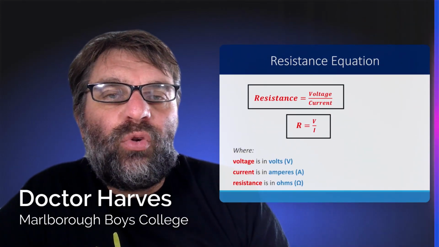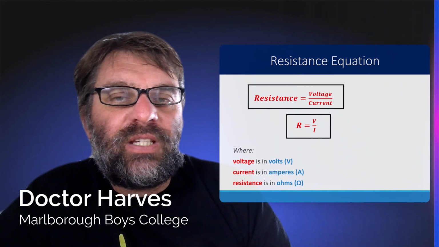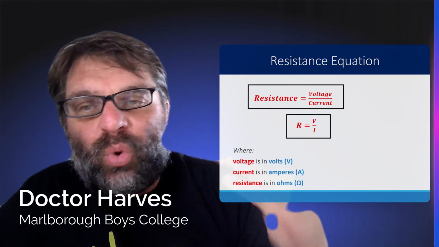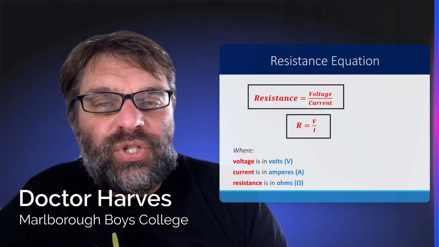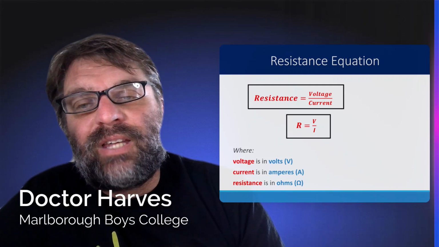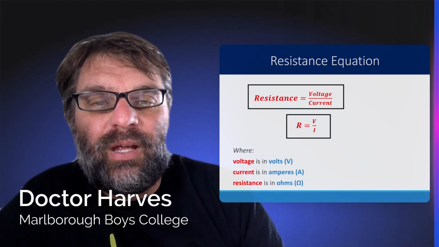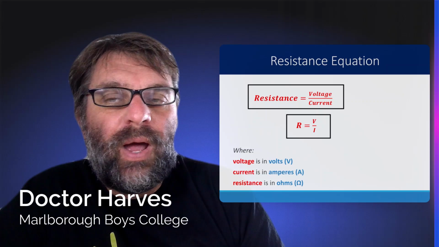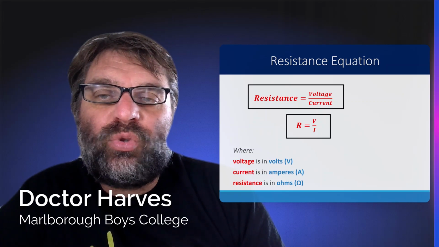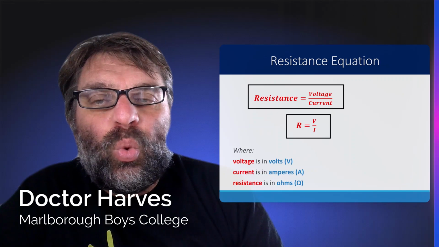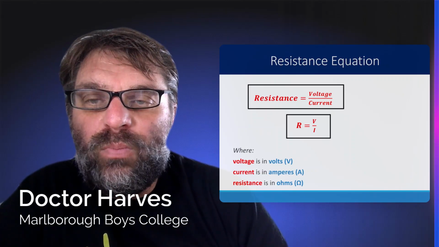So the equation for resistance is resistance equals voltage divided by current, where voltage is of course in volts, current is in amperes, and resistance is in ohms, that funny looking upside down U symbol. Okay, it's known as an ohm. And if you rearrange the formula, you can also get V equals current times resistance, or V equals IR, which is known as Ohm's law.